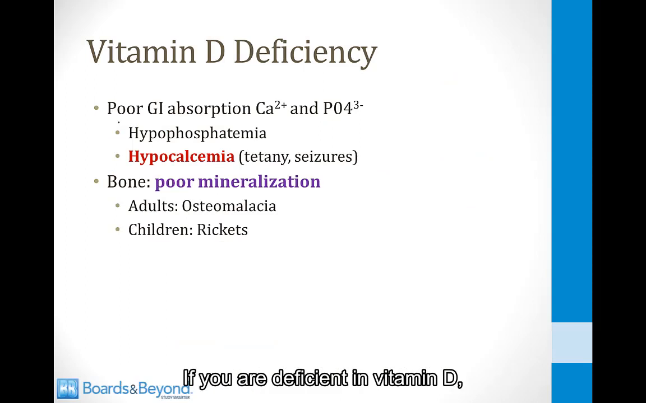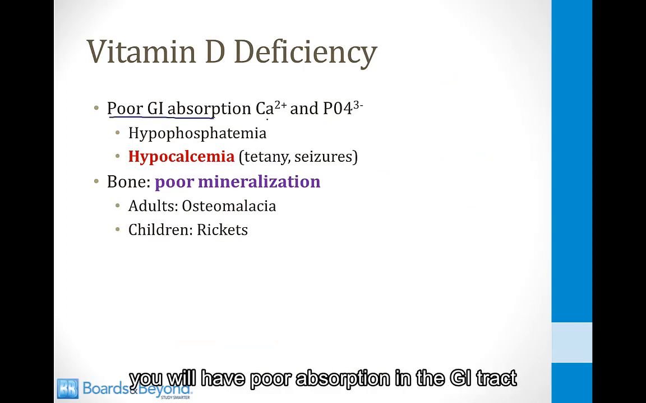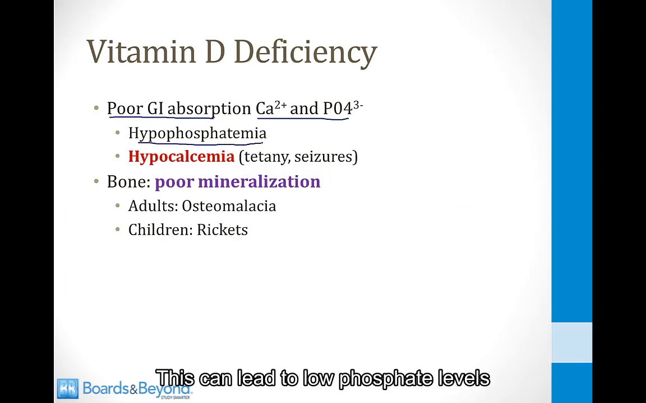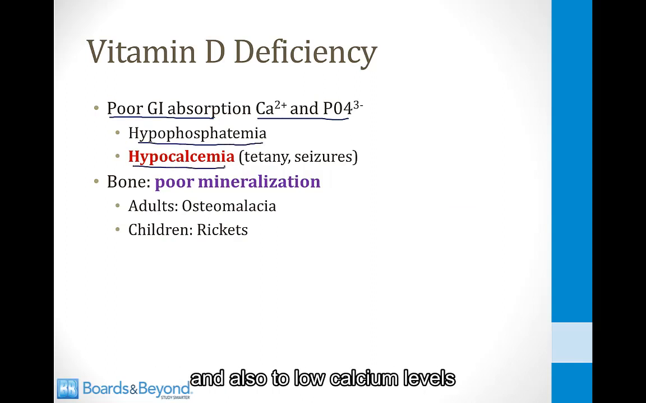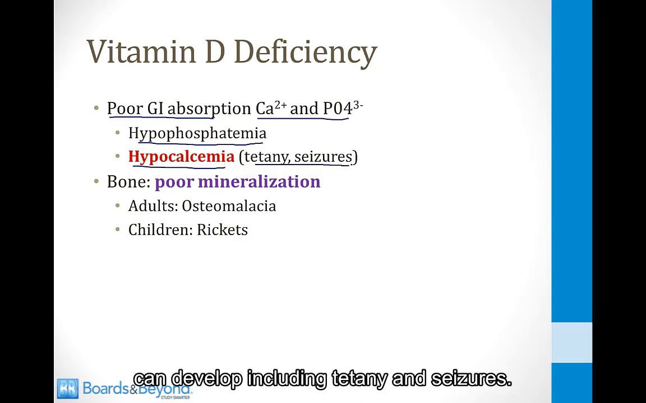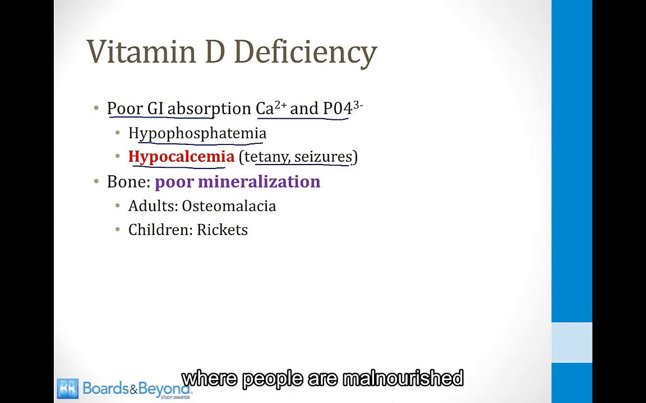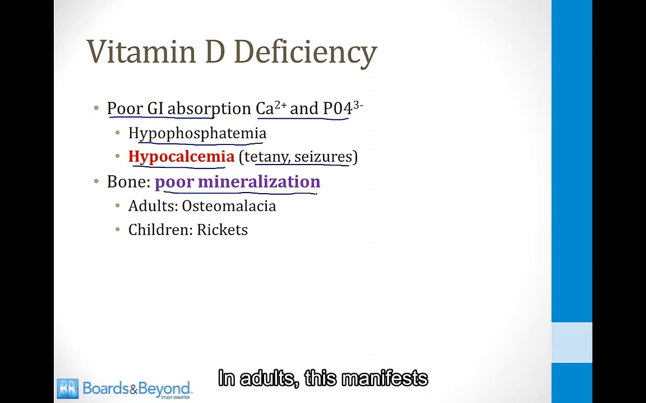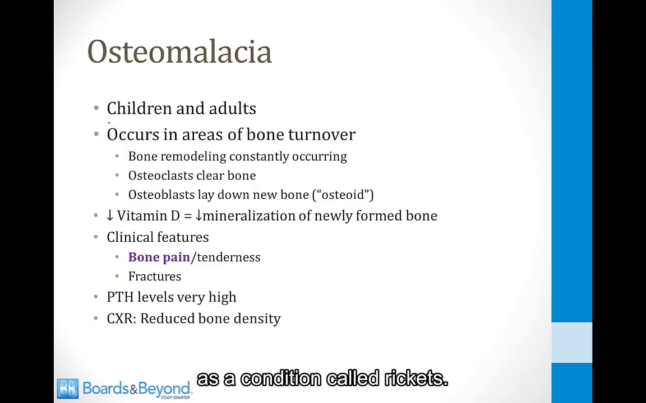If you are deficient in vitamin D, you will have poor absorption in the GI tract of calcium and phosphate. This can lead to low phosphate levels and also to low calcium levels, and sometimes in vitamin D deficiency, the symptoms of hypocalcemia can develop, including tetany and seizures. The bigger problem in parts of the world where people are malnourished and chronically deficient in vitamin D is that they have poor mineralization of their bones. In adults, this manifests as a condition called osteomalacia, and in children, this manifests as a condition called rickets.